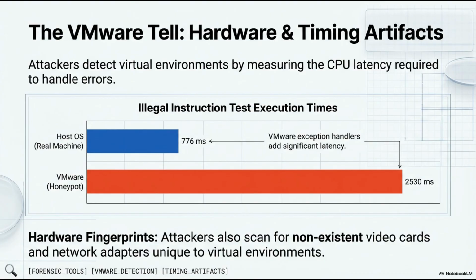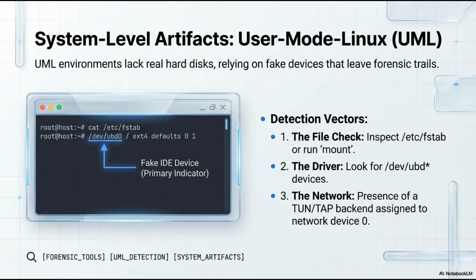Okay, speaking of fake environments, let's go to slide 7. System-level artifacts, specifically for UML. UML, User Mode Linux. It's another way to run a virtual machine, and just like VMware, it has a tell. And it's the hard drive, isn't it? Right. UML doesn't use a real physical hard disk. It uses a fake IDE device to simulate storage. The system calls it ubd.